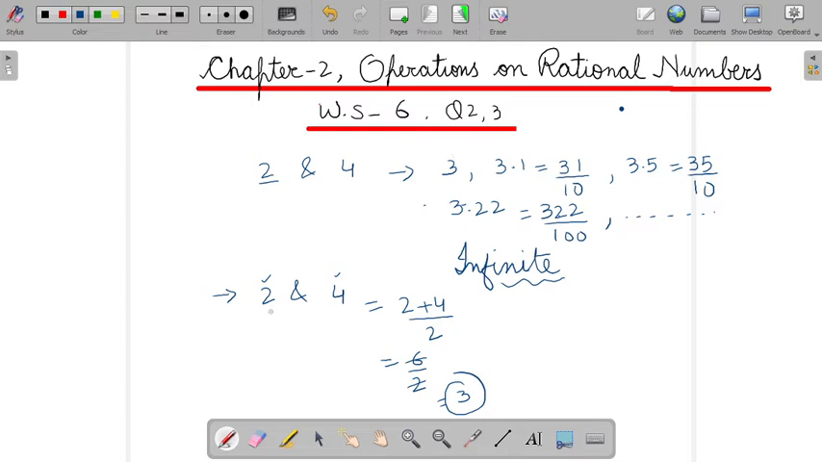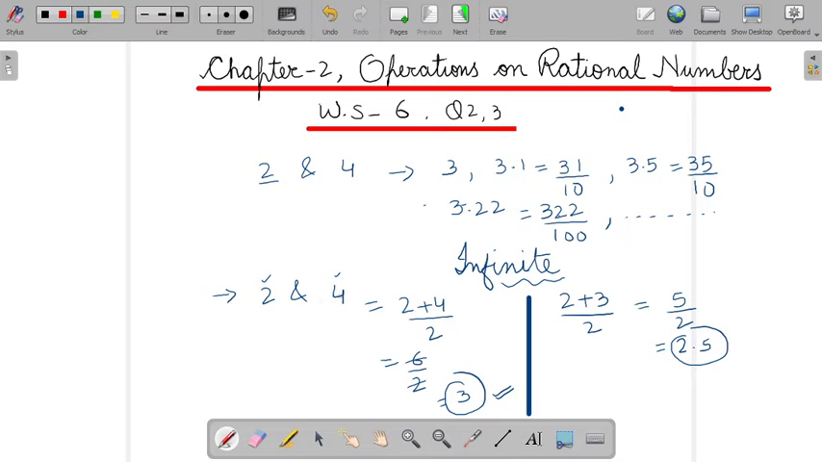Same way, now you can take 2 and 3. This is 3 and this is 2. So if you have to find a second rational number, then take 2 and 3. Add them together and always divide it by 2. So you will be getting 5 upon 2. And this 5 upon 2 will also lie between 2 and 4 because 5 by 2 is equal to 2.5, which also lies between 2 and 4.